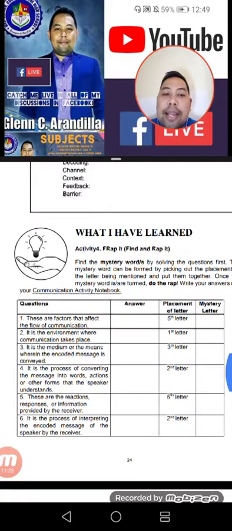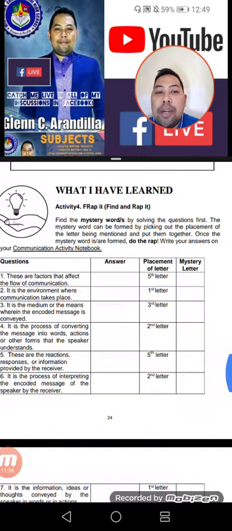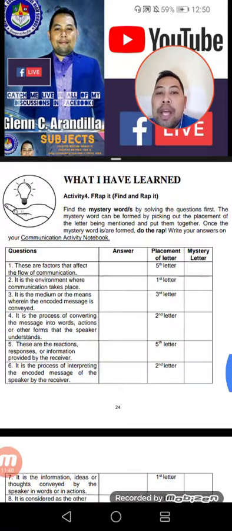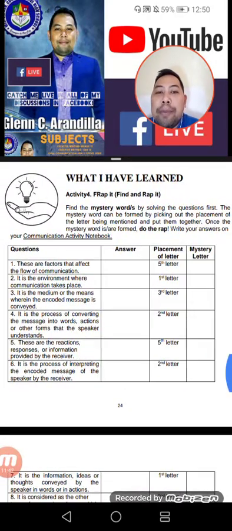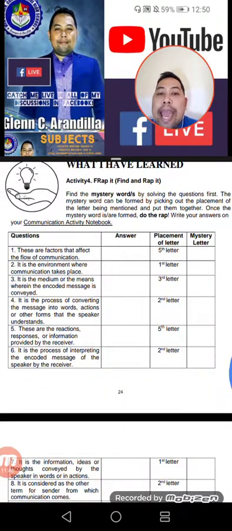All right, this is an exciting activity, called Wrap It. Find and wrap it. Find the mystery words by solving the questions first. The mystery word can be formed by picking out the placement of the letters being mentioned and putting them together. Once the mystery word is formed, do the rap. Write your answer in your communication activity notebook.